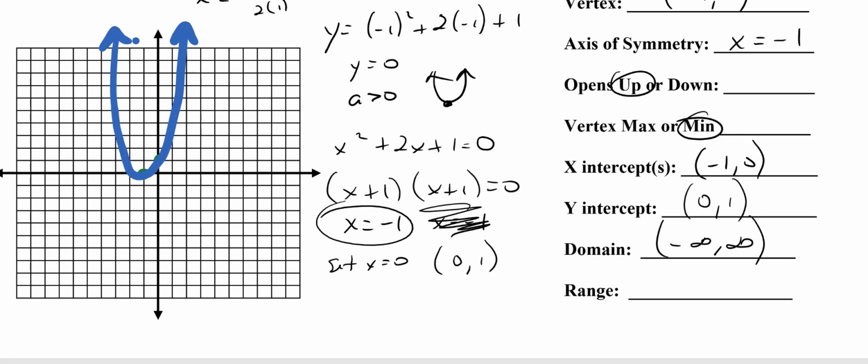Okay, so what's my range? From a y value of 0 with a bracket all the way to infinity. That's what it looks like. Okay? So anyway, know how to graph this stuff, and know how to figure out intercepts and domain and range, and whether it opens up or down, and the axis of symmetry, and then you're good to go.